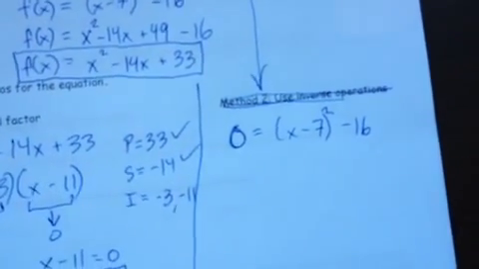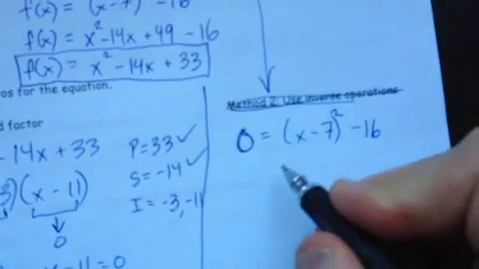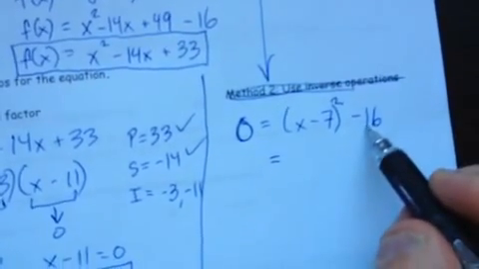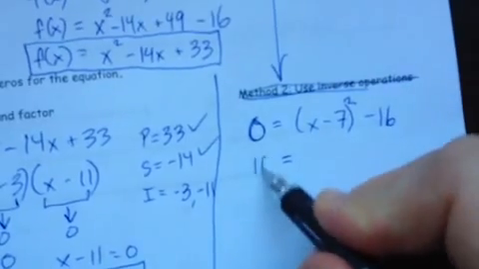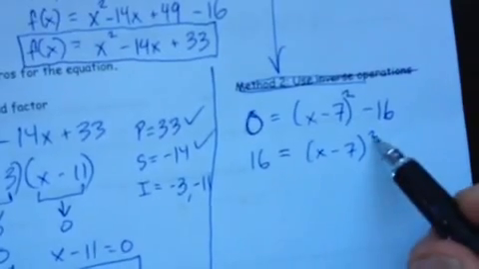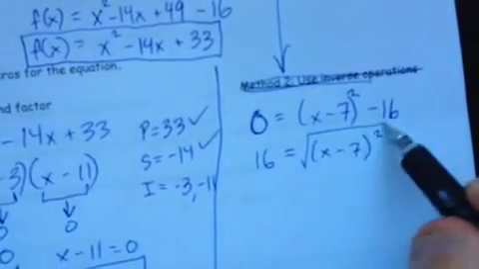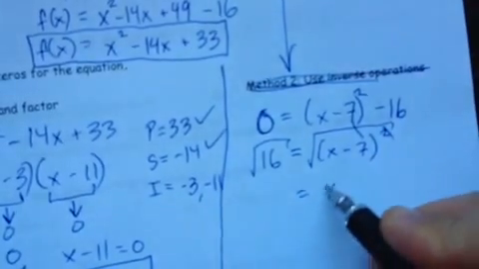Now, solving this algebraically is what this should say, inverse operations or algebraically. I'm going to first solve for x, so I'm going to bring the negative 16 over here to become positive 16. This is (x minus 7) all squared. And then in order to solve for x, I'm going to have to get rid of the square. So how do you get rid of a square? Take the square root.